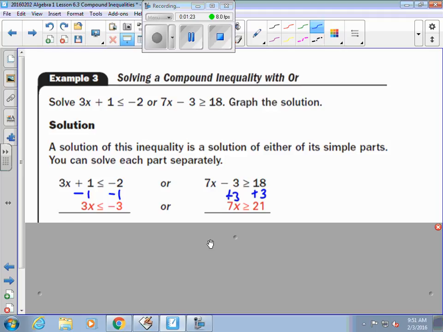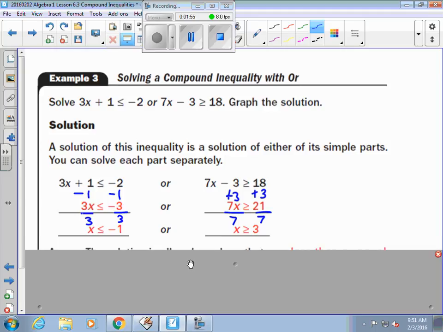So for the first one, undo 3 times x by dividing by 3, and do it here. And for the second one, undo 7 times x by dividing by 7. Again, do you reverse the symbols or not? Yes or no? We're dividing, but it's by positive numbers for both cases. You may reverse the symbols for one and not the other on OR inequalities. That could happen. It usually won't happen, and I don't think it typically happens with AND inequalities because they have to face the same direction.